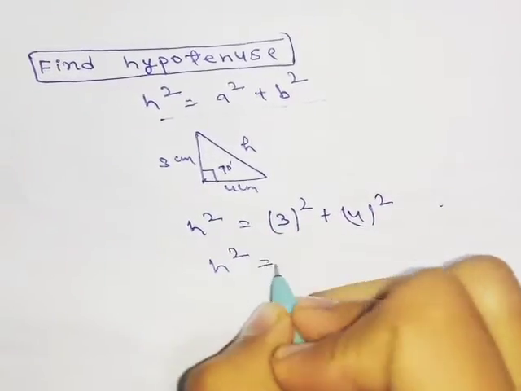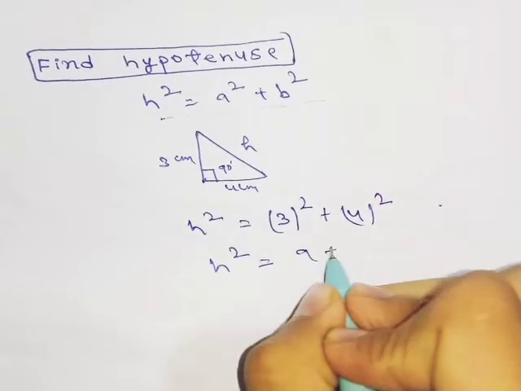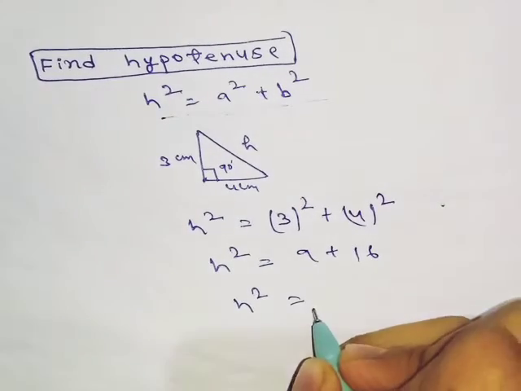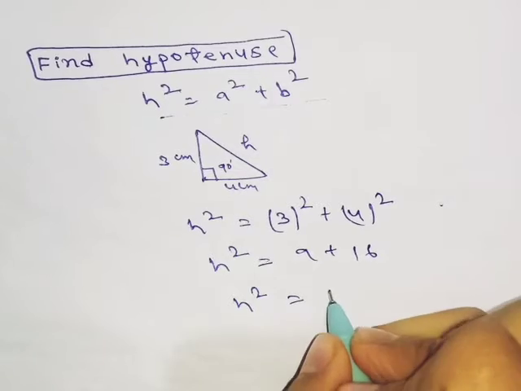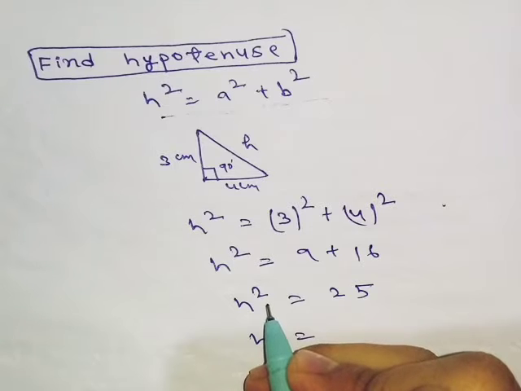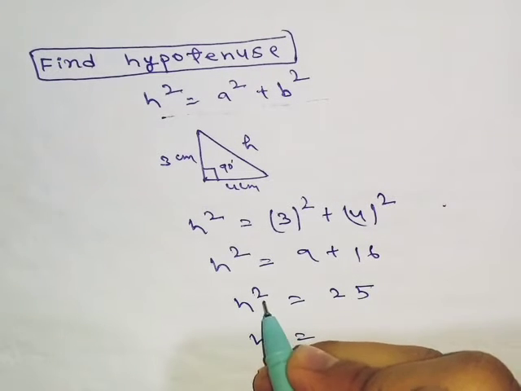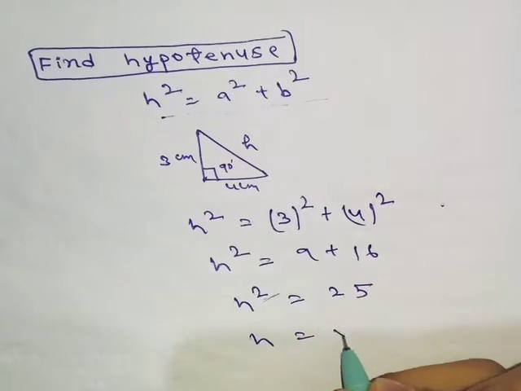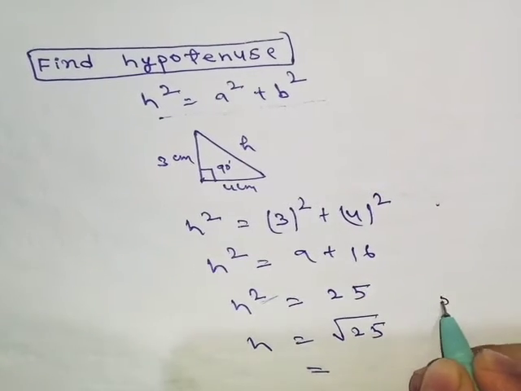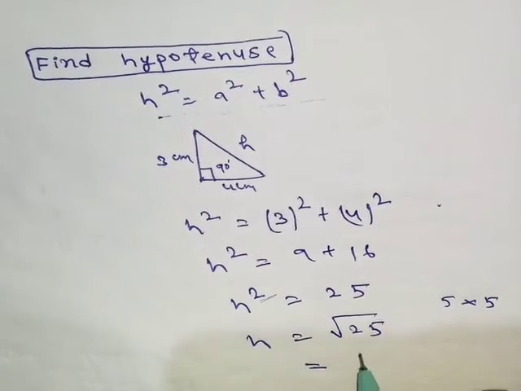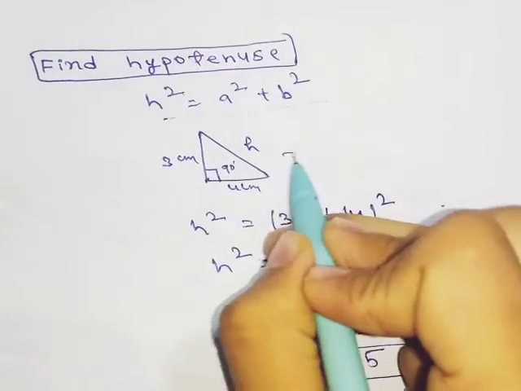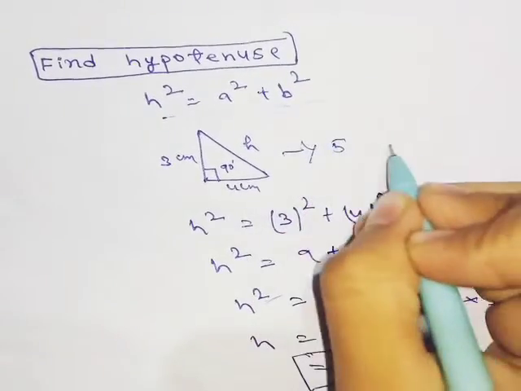Now the next step: 3 square is equal to 9, 4 square is equal to 16. Now hypotenuse square is equal to 9 plus 16, which is 25. Now when the square moves from the left hand side to the right hand side, it becomes root 25. So the answer will be, we know that 5 into 5 is equal to 25, so the answer will be 5 centimeter. So we finally got the hypotenuse as 5 centimeter.